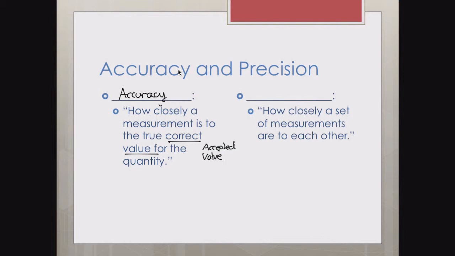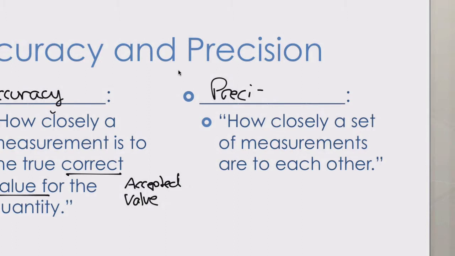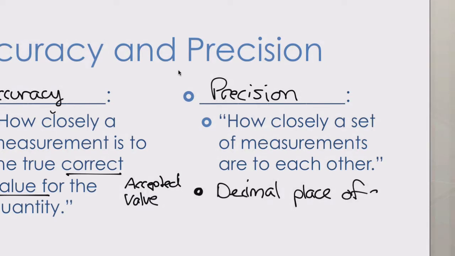So this is important. If you have not written it down, precision is how closely a set of measurements are to each other, and it relates to the decimal place of a number. There's really two things that we take into consideration here. The more decimal places a number has, the more precise it is.